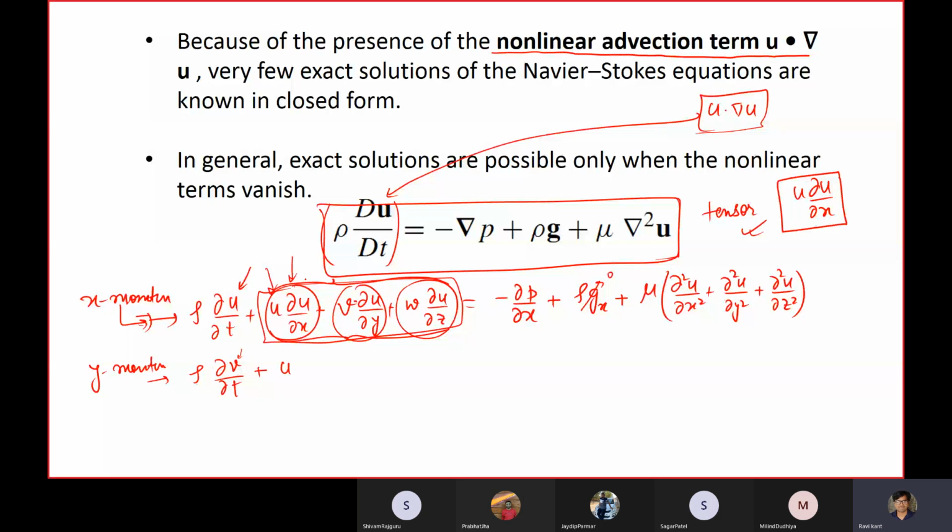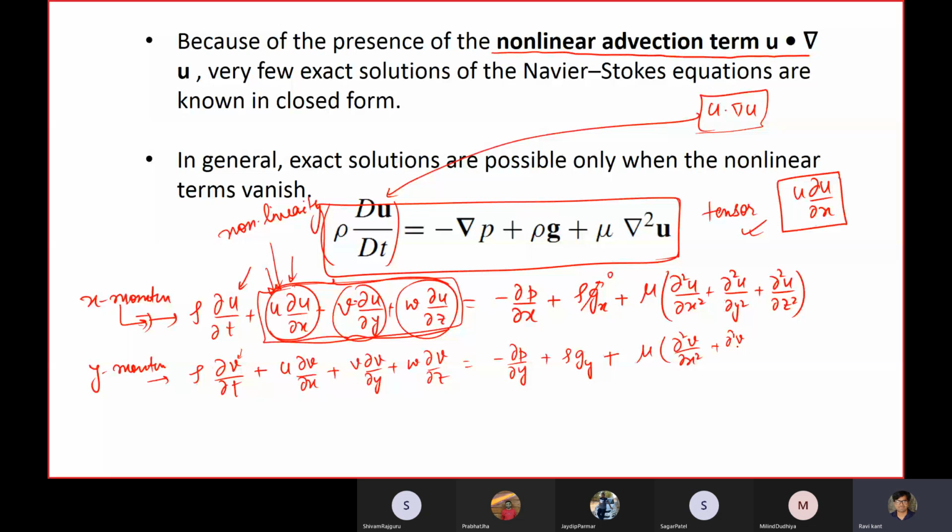Let me write the y momentum equation. So u dou v by dou x plus v dou v by dou y plus w dou v by dou z is equal to minus dou p by dou y plus rho g y, if at all the body force is acting in the y direction, plus the surface forces, because of the stresses, you will have the Laplacian, the viscous term: mu times dou 2 v by dou x square plus dou 2 v by dou y square plus dou 2 v by dou z square. Okay.